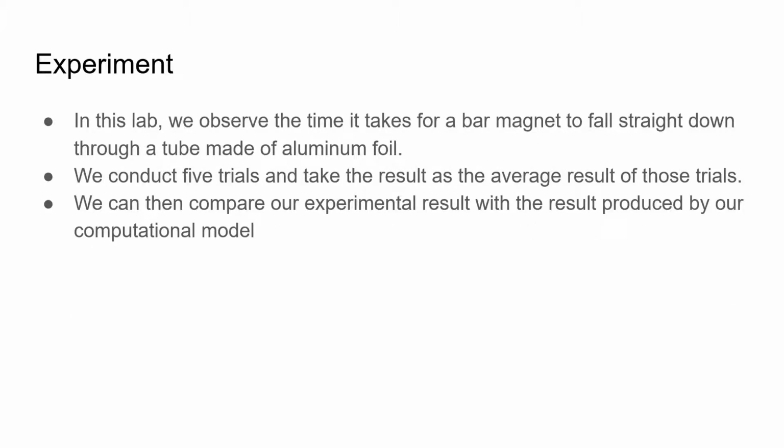So in this lab, we observe the time it takes for a bar magnet to fall straight down through a tube made of aluminum foil. We conduct 5 trials and take our result as the average result of those trials. And then we compare that experimental result with the result produced by a computational model in Google Script.